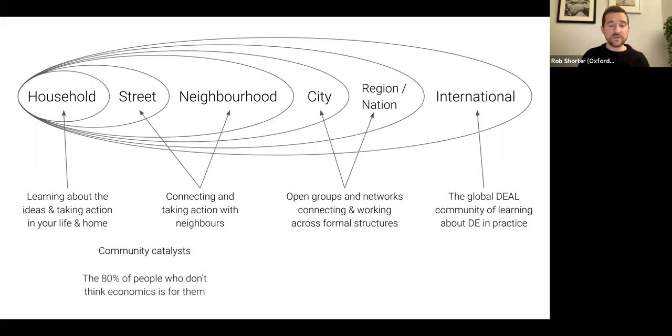And so I work with community catalysts, people inspiring, such as yourselves, in creating containers for these conversations, and also designing methods for the 80% of people who don't think economics is for them, because it really is. We can design methods that make people part of the conversation and sharing their ideas and aspirations. And I work with organizers of these groups and all of these open groups and networks, about 30 or 40 of them around the world.